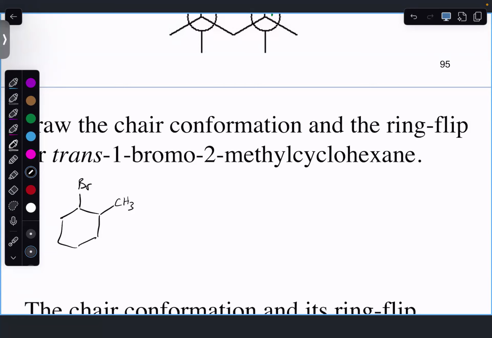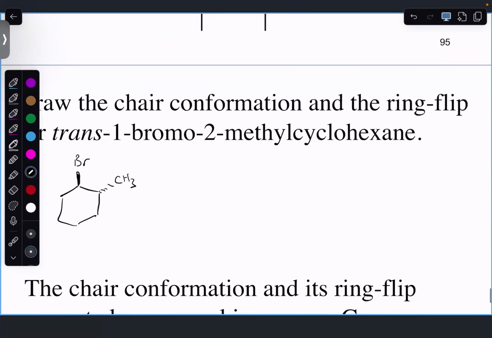Now, is that the appropriate structure for this molecule? No, because I haven't indicated the stereochemistry, right? We're told specifically that this is a trans molecule. I haven't indicated that in the structure. So I need to show that. And again, the way we show that with these flat rings is simply with wedges and dashes. So I'm just going to go ahead and put bromine on a wedge, methyl on a dash. So that's showing trans 1-bromo 2-methylcyclohexane.